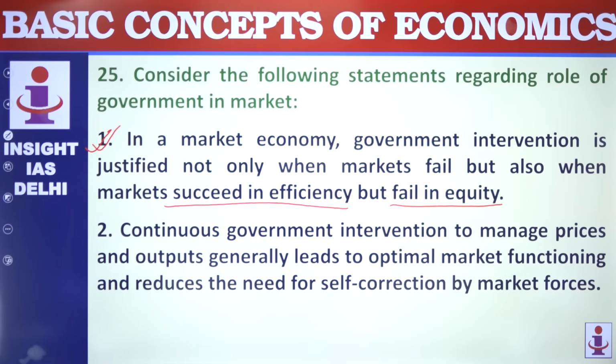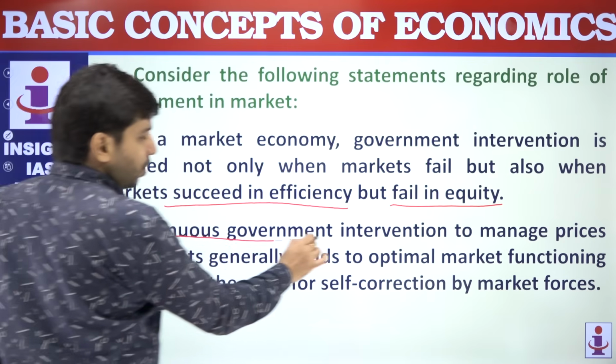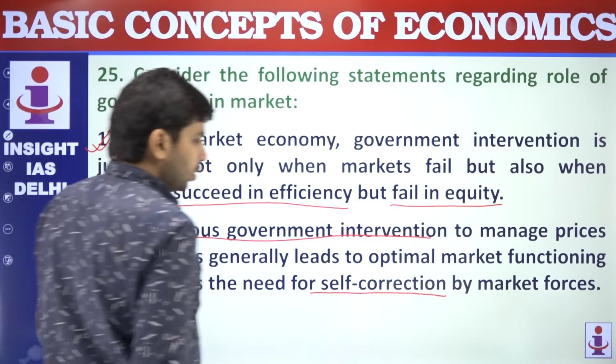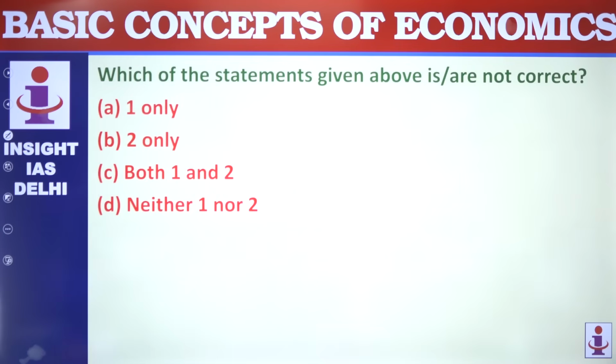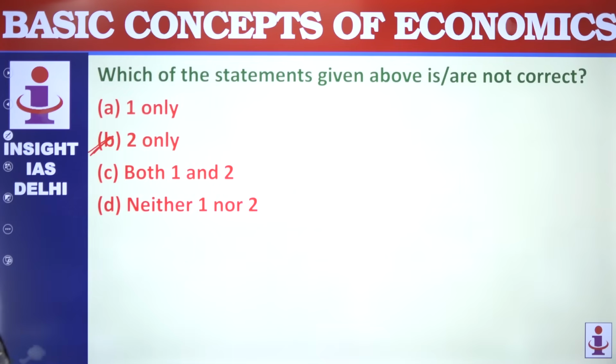Continuous government intervention to manage prices and outputs generally leads to optimal market functioning and reduces the need for self-correction by market forces. This is a lengthy statement. You will have to be very careful because it will appear to you as true, but actually it is not correct. Because it is saying continuous government intervention. Continuous government intervention, how can you connect it with self-correction? So this statement is not correct. The question is asking about not correct, so only two is the not correct.